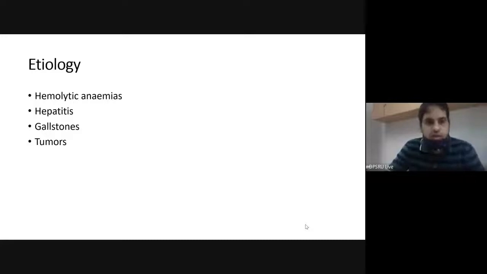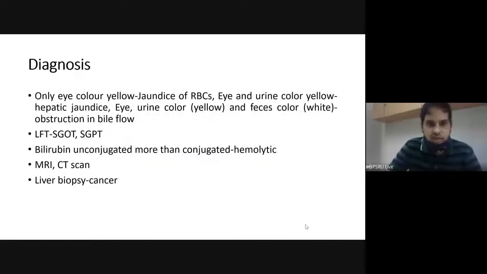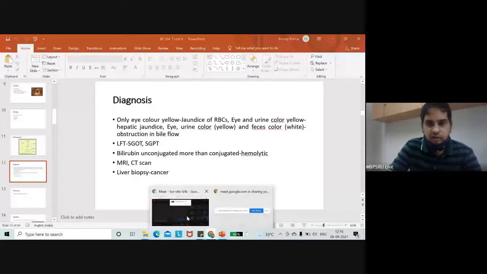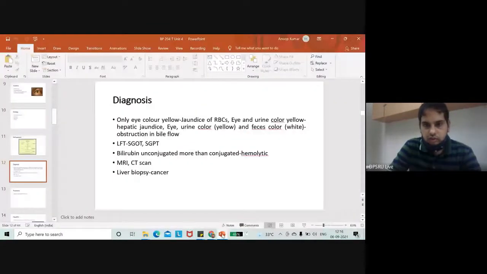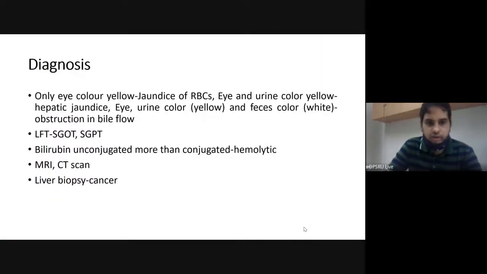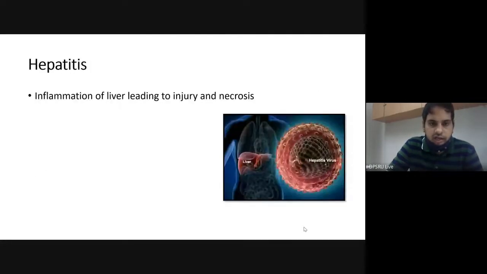Liver disease, what actually jaundice is, what are its etiologies, what is its pathogenesis, and how to diagnose jaundice. So how we diagnose jaundice, what tests, liver function tests we are doing, and by these tests or on the basis of symptoms we will get a sense of which type of jaundice a person is suffering from, and depending upon the underlying cause we are giving the treatment.